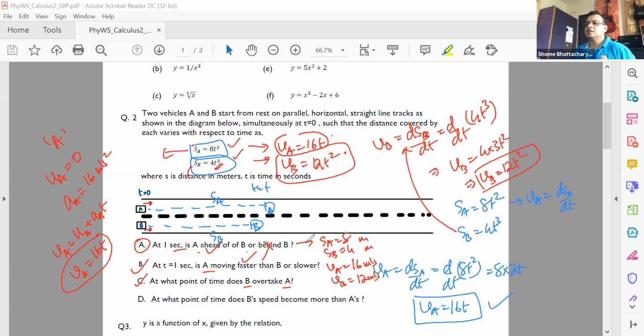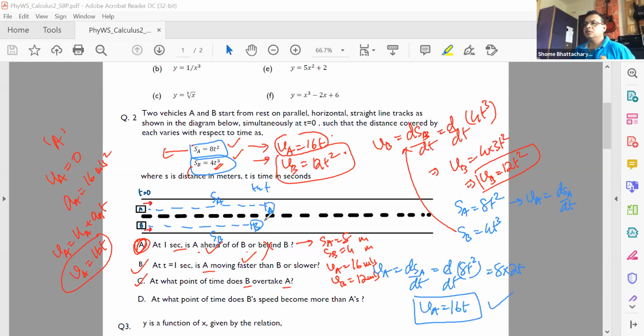If B were already ahead from the start, then it would not make sense that B overtakes A. And that is the evidence you're getting in the first part, which is why the questions are coming in this order. You can see in the first part that A is actually ahead of B.